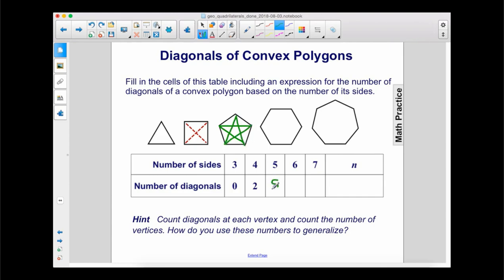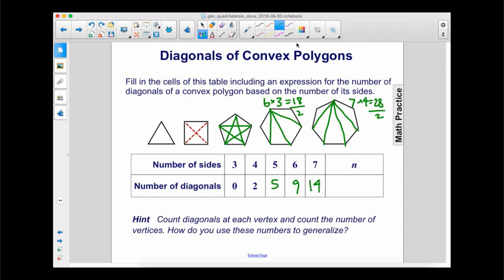5 diagonals. For 6 sides, we have 1, 2, 3 diagonals coming out of one vertex. So how many vertices are there? 6. How many come out of each one? 3. So that's 18. Then we divide by 2 and we get 9. There's 9 diagonals here. Alright, here we have 7 sides, so there are 1, 2, 3, 4 diagonals coming out of one vertex. So if there are 7 vertices times 4 diagonals, that gives us 28. Divide that by 2 and we get 14.